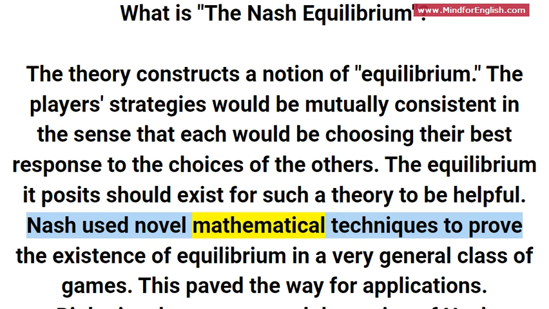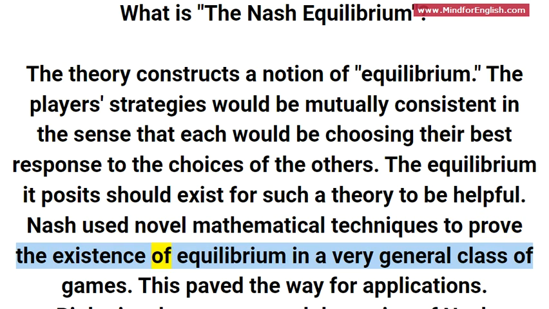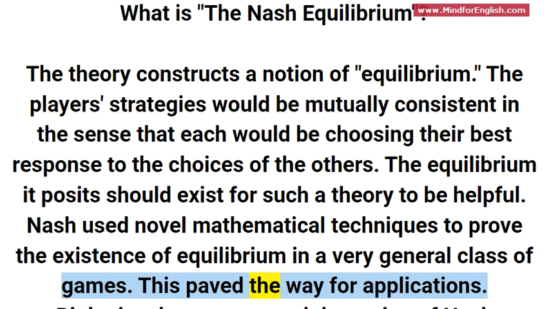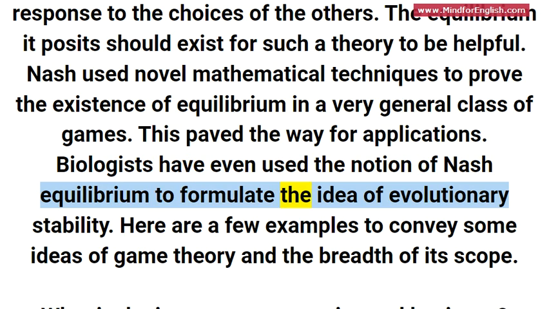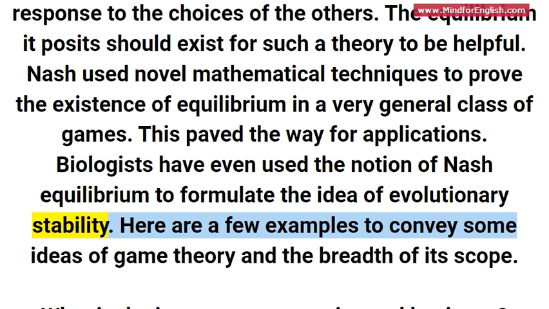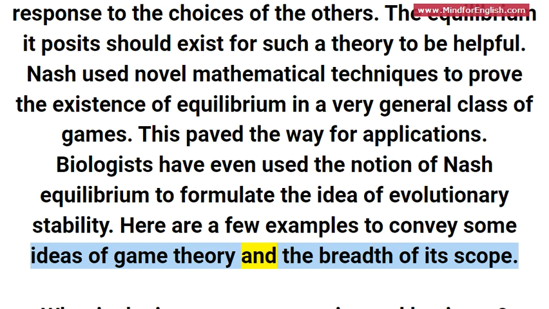Nash used novel mathematical techniques to prove the existence of equilibrium in a very general class of games. This paved the way for applications. Biologists have even used the notion of Nash equilibrium to formulate the idea of evolutionary stability. Here are a few examples to convey some ideas of game theory and the breadth of its scope.